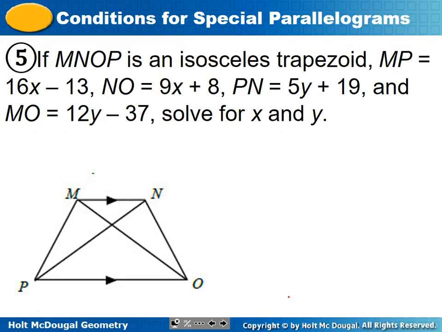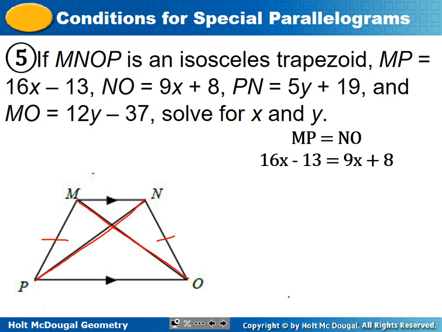So let's look at this next problem. It says if MNOP is an isosceles trapezoid, then we know that MP and NO are congruent. We also know that the diagonals are congruent. So MO is congruent with NP or PN. So when we set these up to solve for X and Y, we're going to say MP is equal to NO. We're going to substitute in our equations, subtract 9x from both sides, add 13 to both sides, divide both sides by 7, so X is equal to 3.